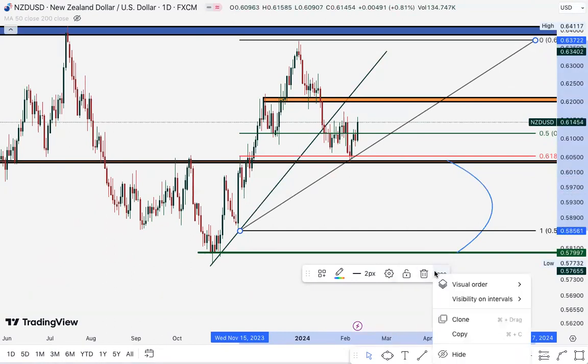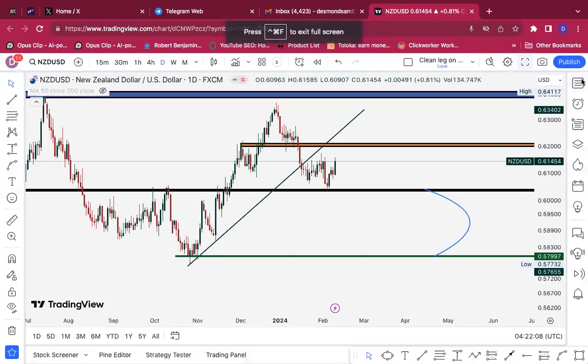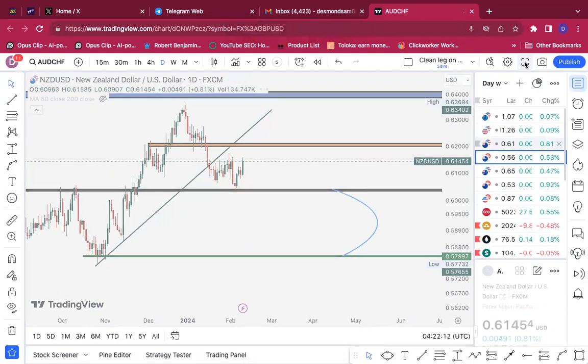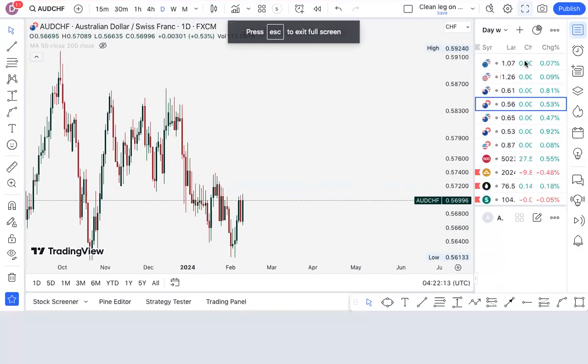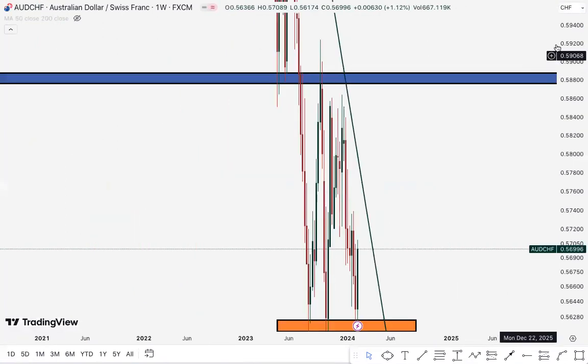Once again, this is not financial advice. I have to take the most obvious trades possible. So the next pair on my list here would be AudChf. So AudChf has made us a lot of money all through last year, 2023.